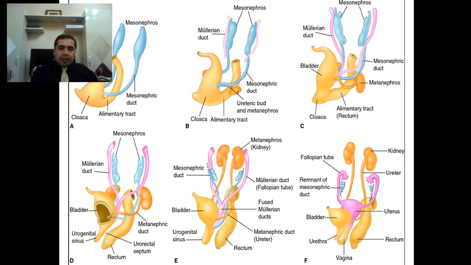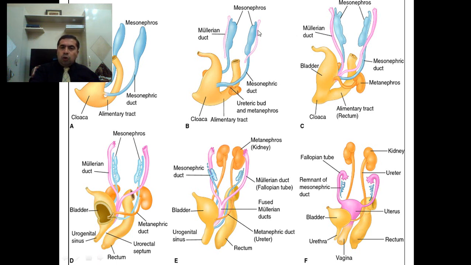Again, you are looking at the first stage of embryonic development, the alimentary tract, I mean the primary intestine, of course, the mesonephric duct, and the mesonephros is here. There is also the paramesonephric duct. It develops one week later than the mesonephric duct. They all open into the cloaca. Then the cloaca, by the transverse septum, is divided into two parts. The posterior part belongs to the rectum, the anterior part to the developing urinary and genital organs.